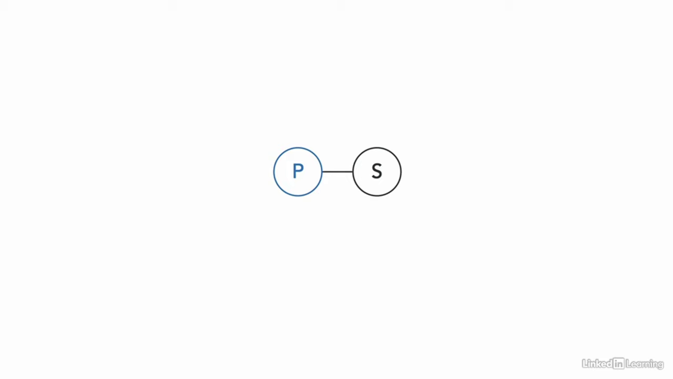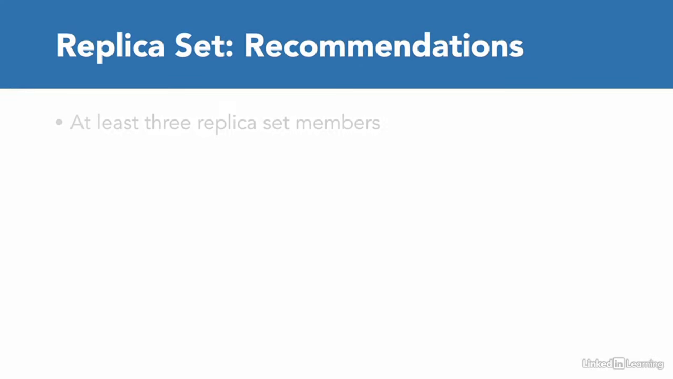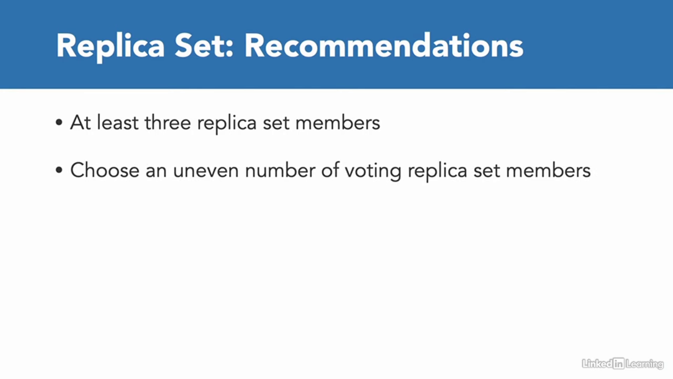If you only have 2 replica set members, however, and one of them becomes unavailable, the remaining replica set member could not become the primary because it could not get more than half of the votes. More than half of 2 is still 2. So the entire database would, in this case, become unavailable. It is generally also recommended to have an uneven number of replica set members that are allowed to vote in elections, as this makes elections more likely to have a successful outcome.